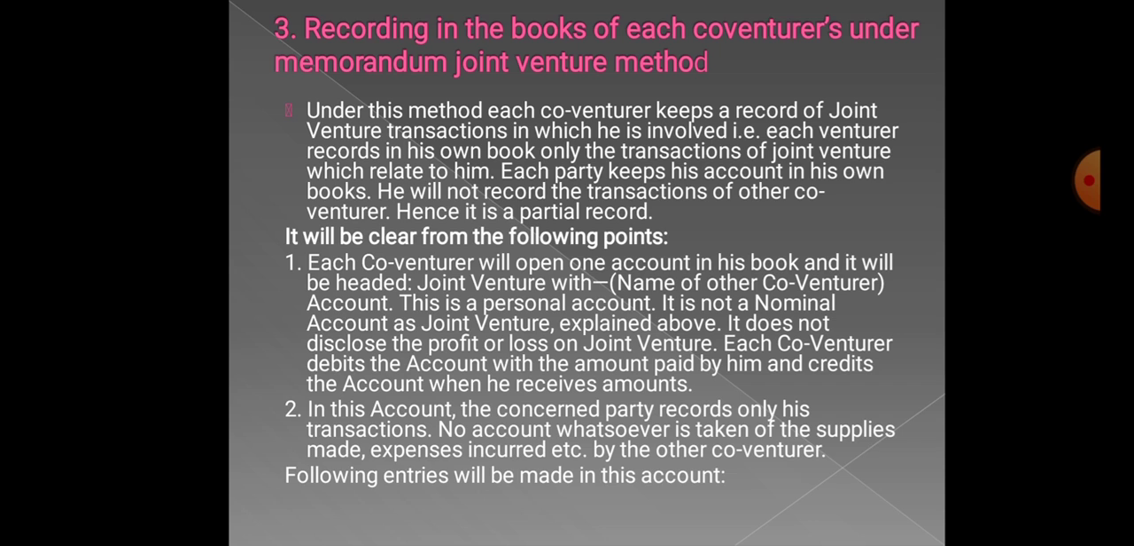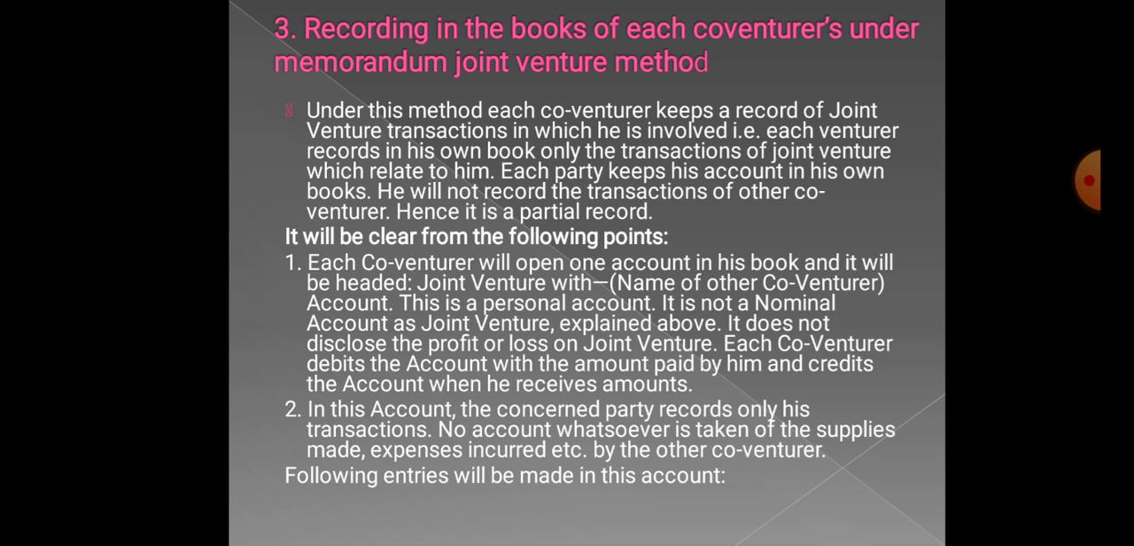And on receipt of this combined all these transactions, each co-venturer prepares a memorandum joint venture account in order to ascertain the profit or loss on joint venture account. So here under this method, a co-venturer opens a joint venture account including the name of the other co-venturer, and the heading of the account is joint venture account with name of the co-venturer, and the joint venture account with name of the co-venturer account is a personal account in nature.